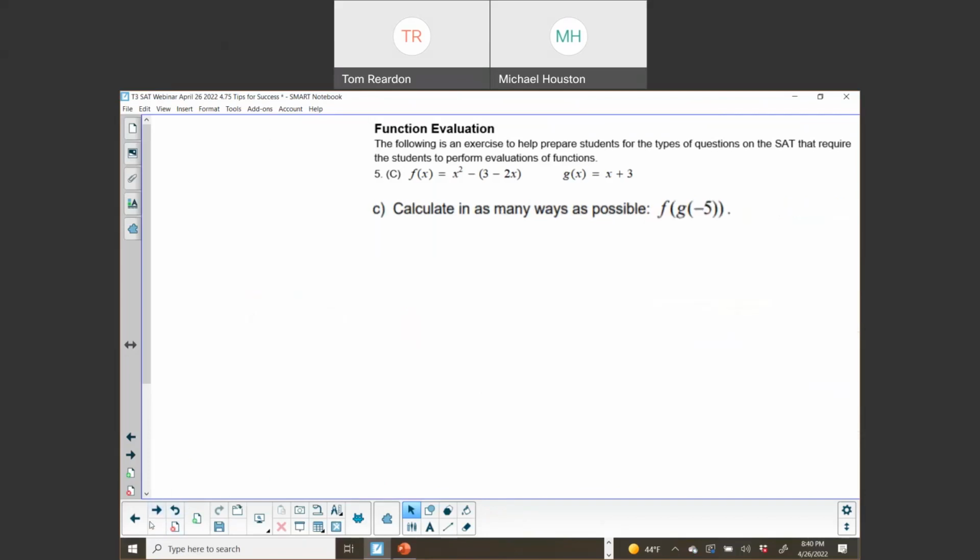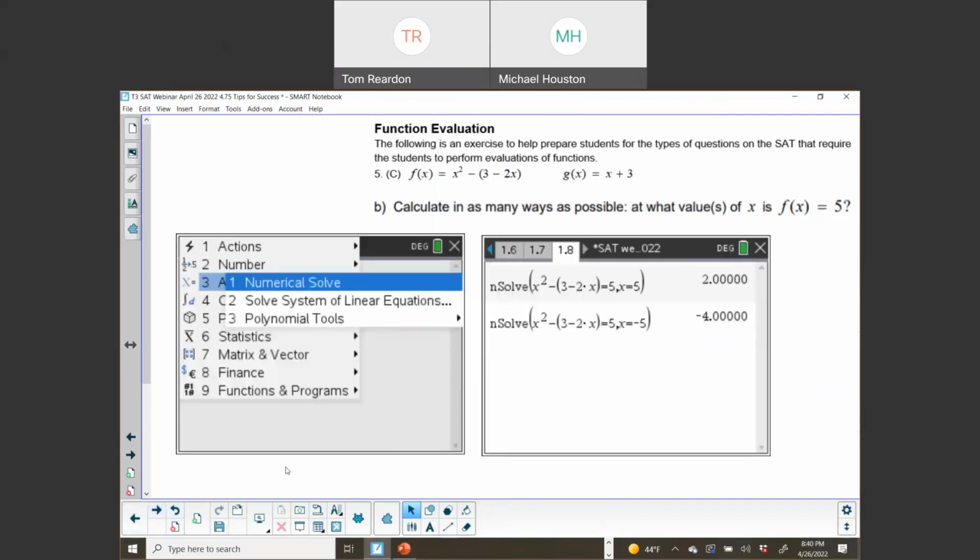Let me stop there and see if there are any questions. Mike, anything going on I should know about? There's a side conversation about furlongs, which is interesting.